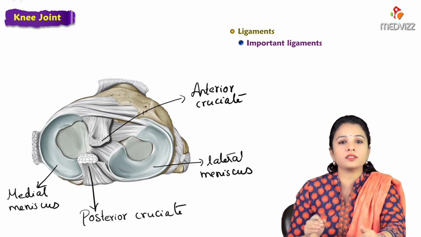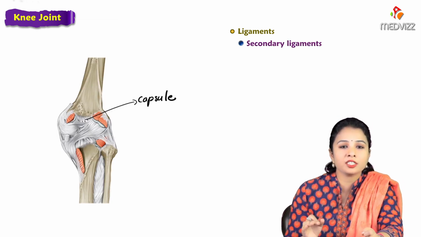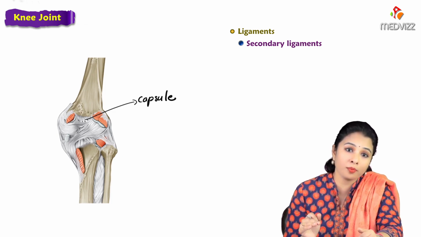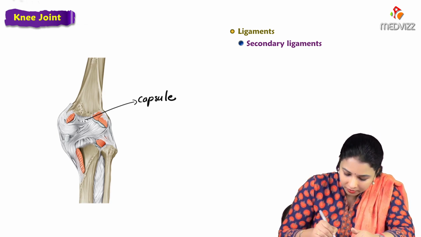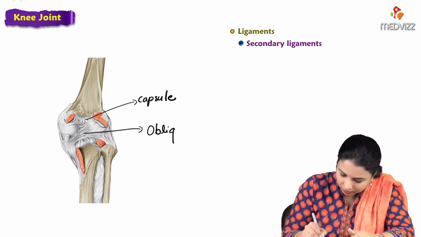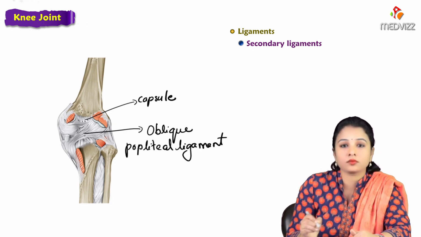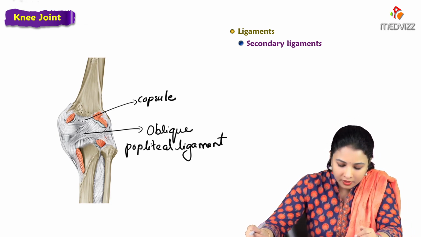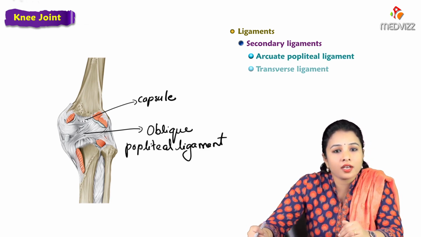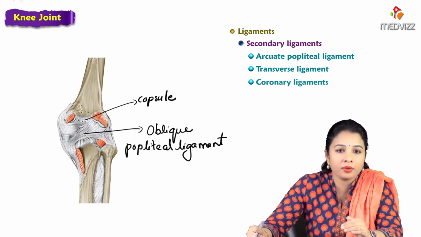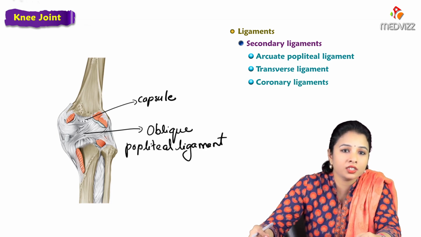So medial meniscus and lateral meniscus. The other ligaments, which are secondary ligaments that protect the knee joint, are the oblique popliteal ligament, present on the posterior aspect of the knee joint, the arcuate ligament, which is like arching over, the transverse ligament, and the coronary ligaments. So these are the secondary ligaments which are associated with the knee joint.